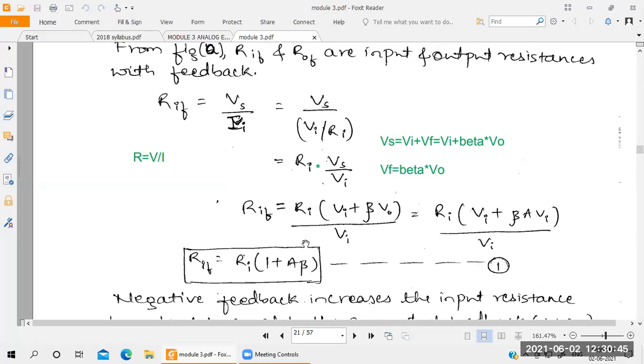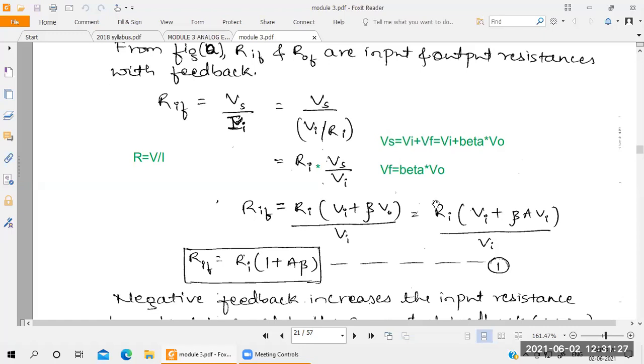Then Rif is equal to now. Here we want to write the Vs equation. How do you write the Vs equation here? Source means we take the combination of the input voltage and feedback voltage, because there is a mixer, right? We are going to mix the voltage from the input of the amplifier and the feedback voltage. Because we connected negative feedback, it will be positive here. So Vs is nothing but Vi plus Vf.